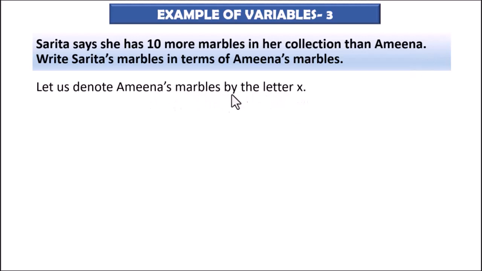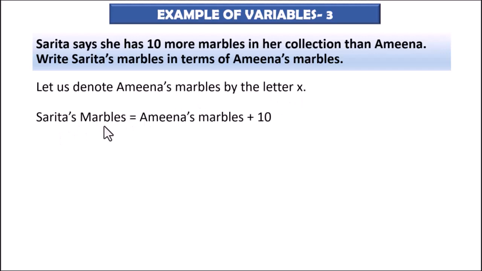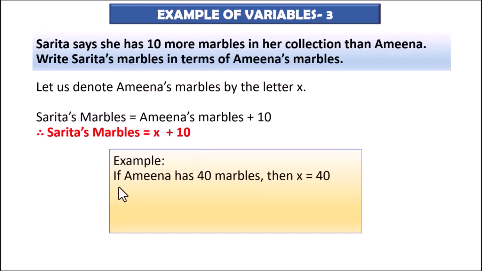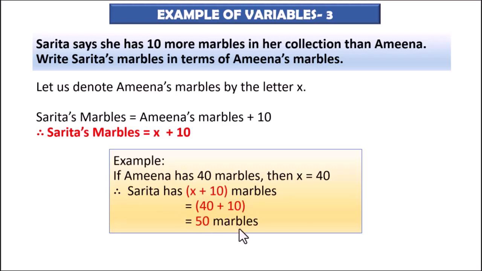So if Amina has x marbles, how many marbles will Sarita have? Sarita's marbles is equal to Amina's marbles plus 10. So what will be the equation here? Sarita's marbles is equal to x plus 10. Let us take an example. If Amina has 40 marbles, then x is equal to 40 here. Therefore, Sarita will have x plus 10 marbles, that is 40 plus 10 is equal to 50 marbles. So for any value of x, you can find out how many marbles Sarita has.